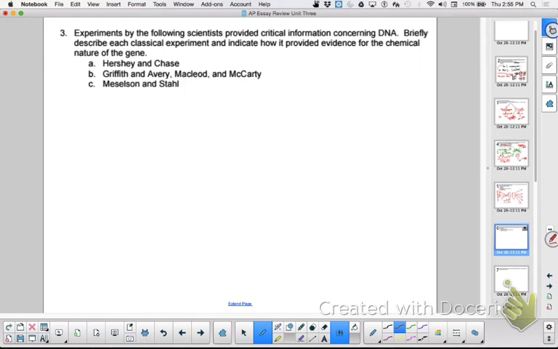Experiments by the following scientists provided critical information concerning DNA. Briefly describe each classical experiment, and indicate how it provided evidence for the chemical nature of the gene. Do you remember Hershey and Chase? What did they work with? Bacteriophage. Right? And so that was this guy on the bacteria, and they had P32 and S35. What were they looking for there? What was the transforming agent that the virus was giving to the bacterium to make it make more viruses? The DNA. Yeah, the DNA, and that was indicated by the radioactive phosphorus being found inside the DNA.